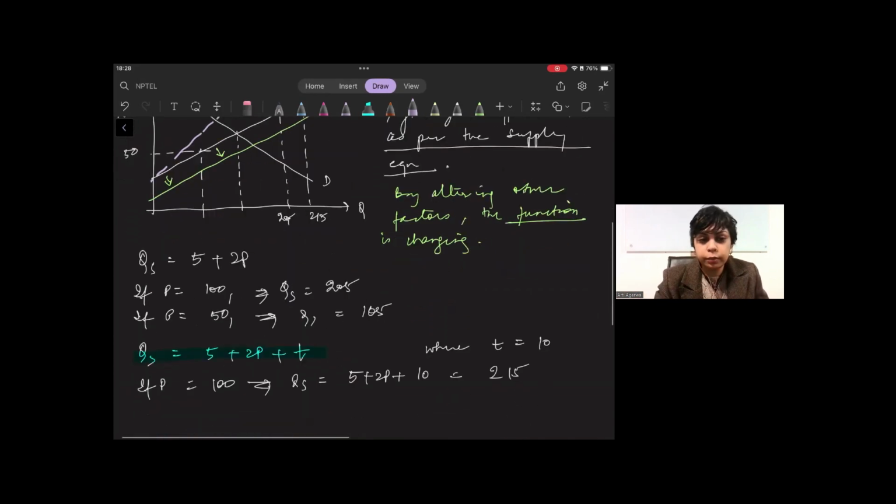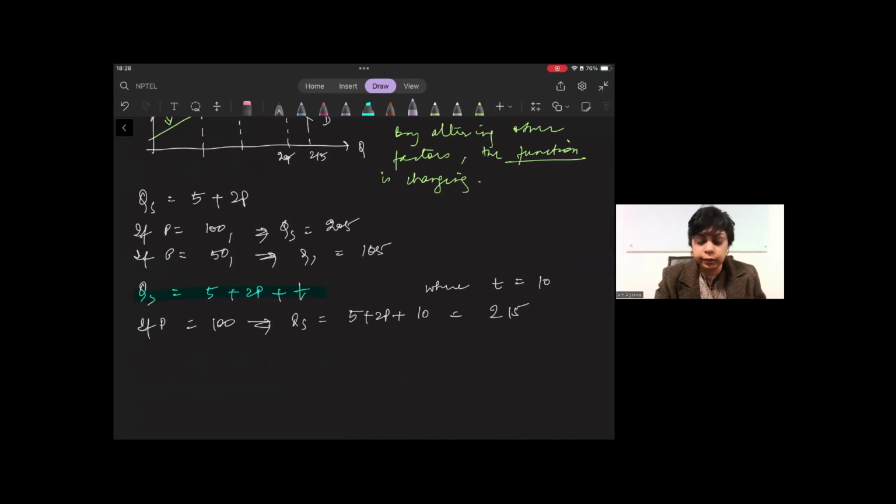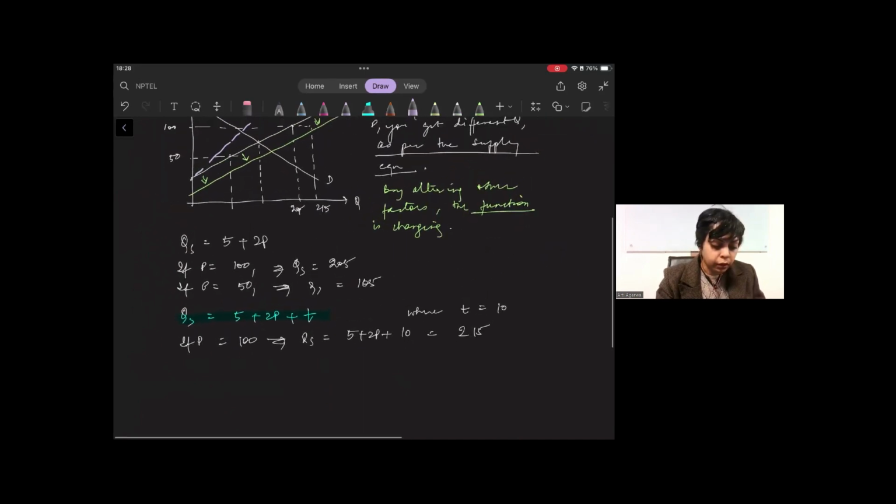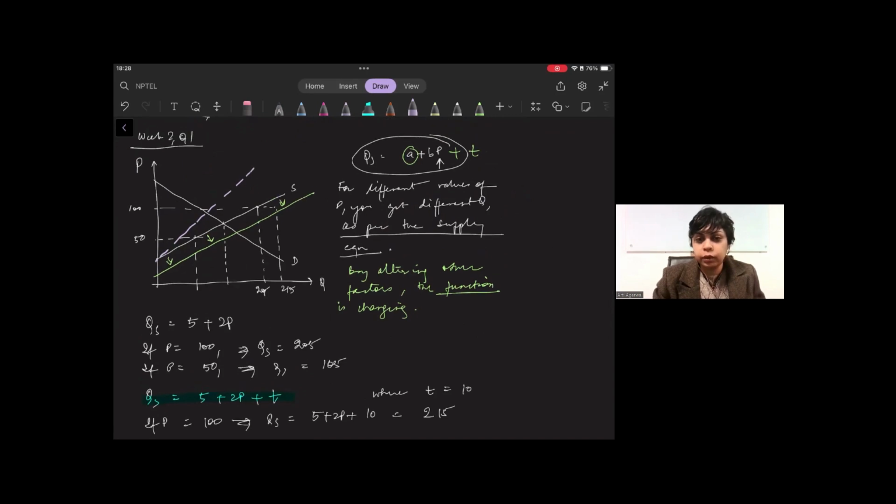Whereas if you're only changing prices, prices keep changing all the time, right? Prices always keep going up and down. That is the reason why we have the given equations, because those equations basically tell you the relationship between quantity and price. Okay, so question one I have answered.